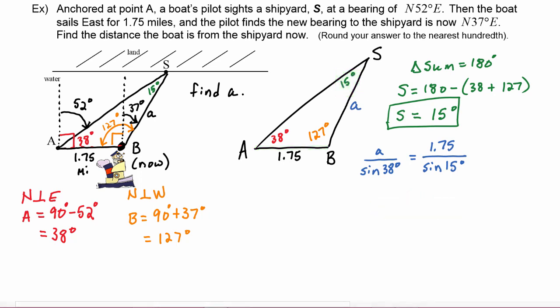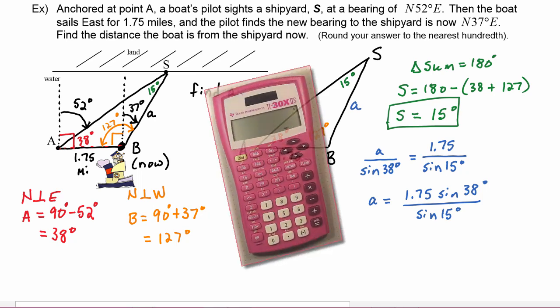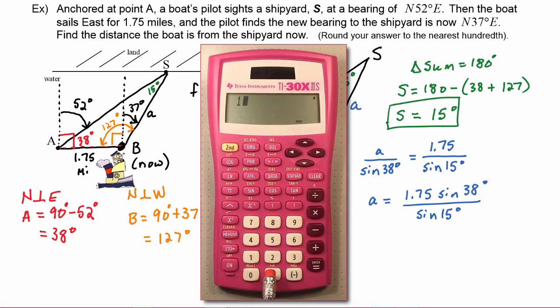Remember to show the algebra. We got to show that we took the sine of 38 and put it up on the right-hand side. So we have A is equal to 1.75 times the sine of 38 degrees divided by the sine of 15 degrees. Now we can grab our calculators and enter the 1.75 times the sine of 38 degrees divided by sine of 15.